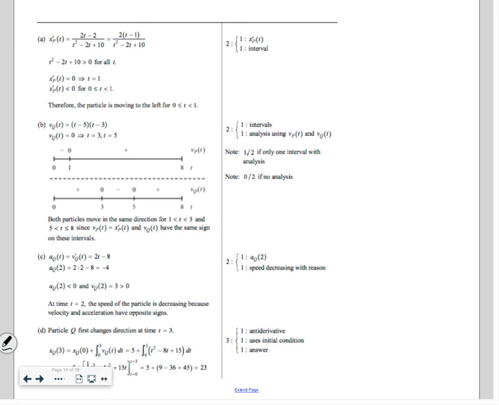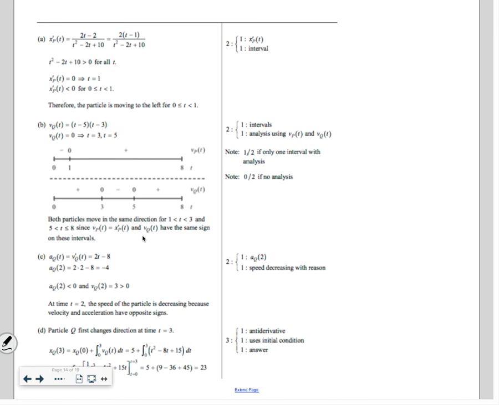For part B, we got 2 points for the intervals, and then we got 1 point out of 2 if only one interval with analysis. So if we had left off, you know how it was like 1 to 3 and 5 to 8, if we had left off one of them. And we got 0 out of 2 if we had no reasoning for this.